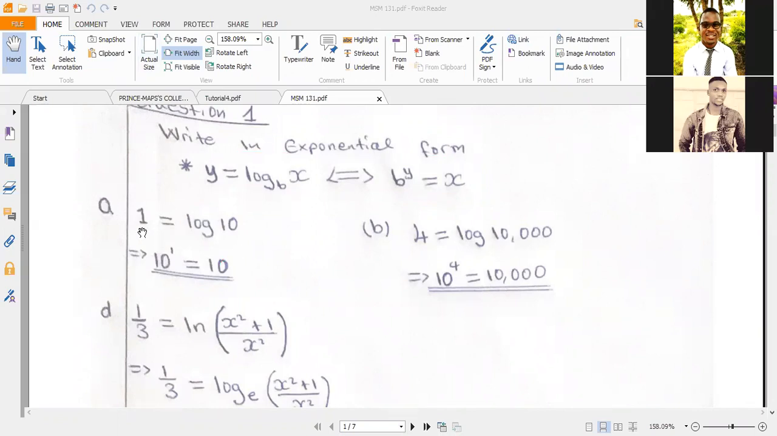So saying 1 is equal to log 10, it will be 10 to the 1 is equal to 10. Then you've written it in exponential form. That is just how we write it in exponential.